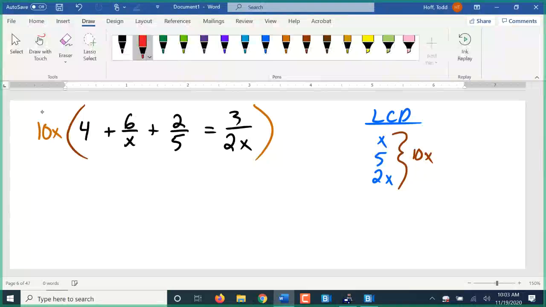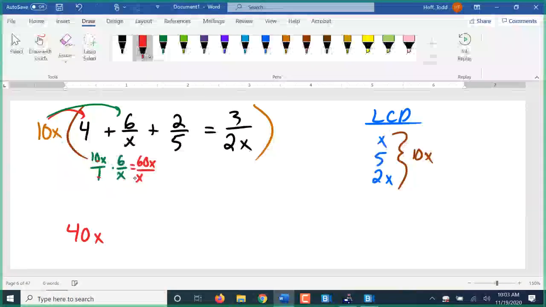Again, the first part here is simple. 10x times 4 is 40x. 10x times 6 over x. Well, this will be 10x over 1 times 6 over x. 10x times 6 is 60x. 1 times x is x. Well, 60x divided by x, the x divides out, and that's just 60.